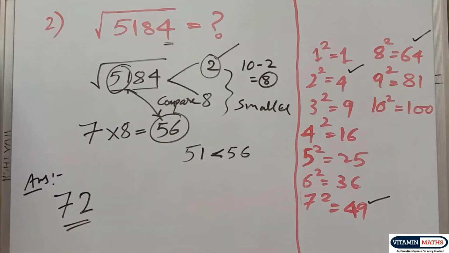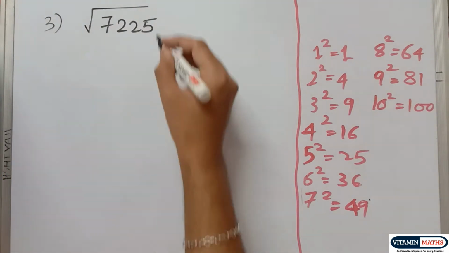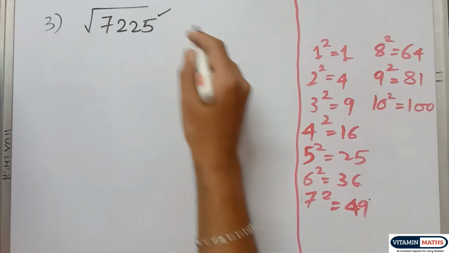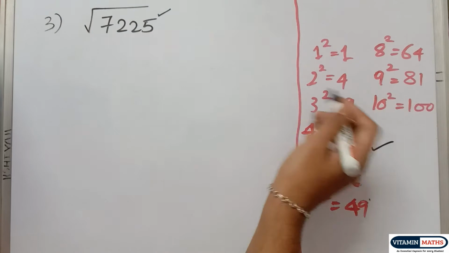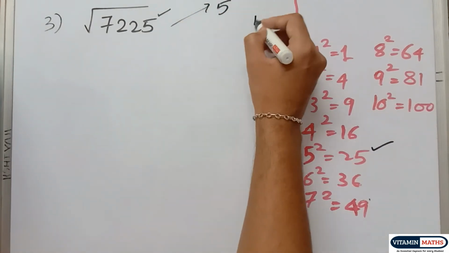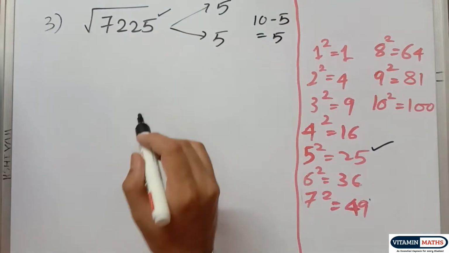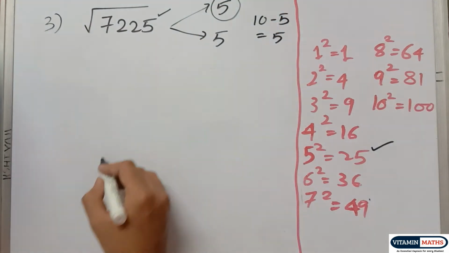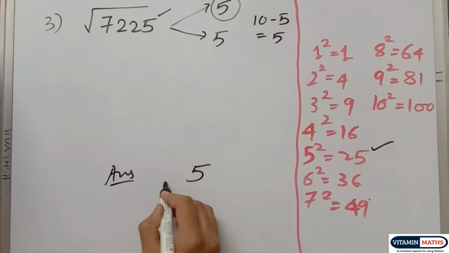This method is very simple. Let's solve another example. Let's find the square root of 7225. Whenever the number ends with 5, we have only one standard square, because if you take 5 as one number, then 10 minus 5 is also 5. So directly you can tell that the units digit in your answer is 5.